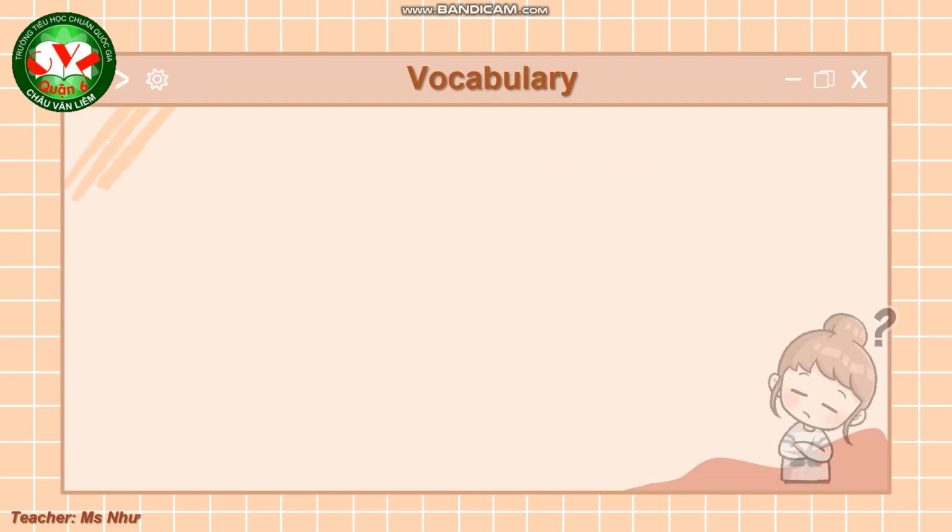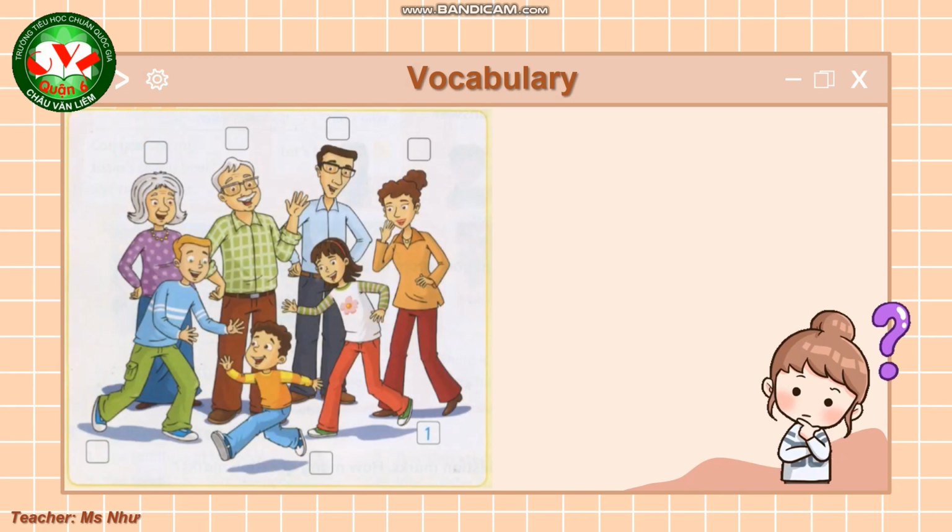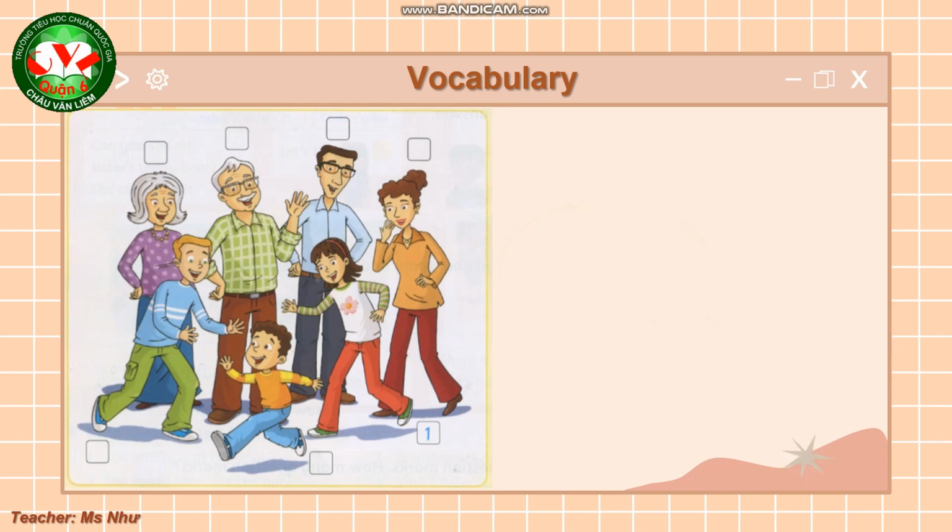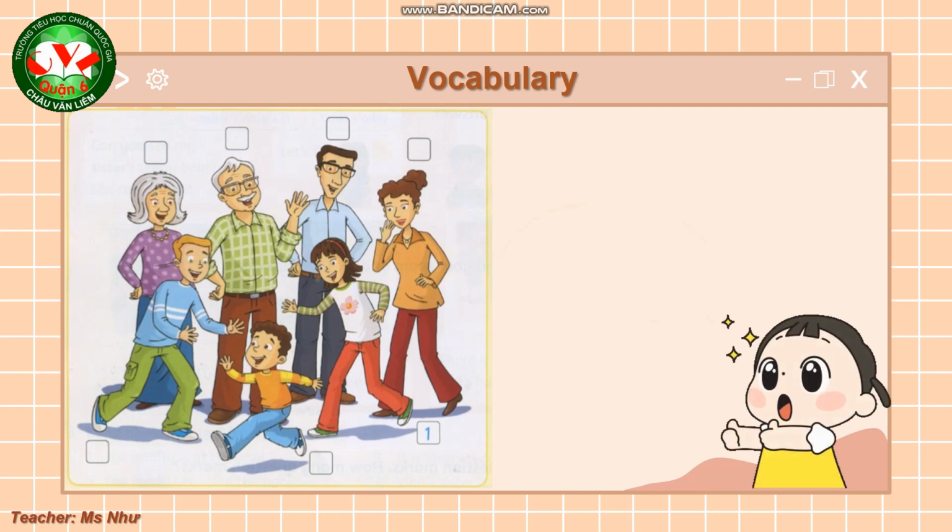First, I have a question for you. Look at the picture on the screen, and look at the 3 kids in the picture. Do you remember them? Yes, they are Rosie, Tim, and Billy. Good job. And we also have Rosie, Tim's, and Billy's family.